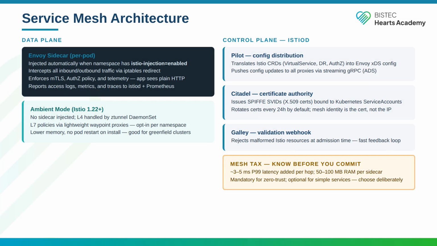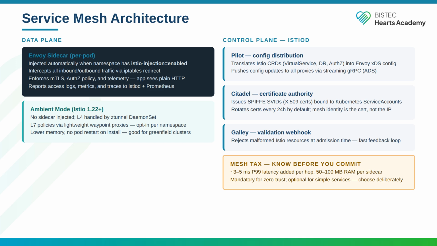A service mesh has 2 planes. The data plane is the Envoy sidecar injected into every pod. It intercepts all inbound and outbound traffic via an iptables redirect rule. The application itself sees plain HTTP and is unaware of the mesh. The sidecar handles mutual TLS, authorization enforcement, and telemetry on the application's behalf.